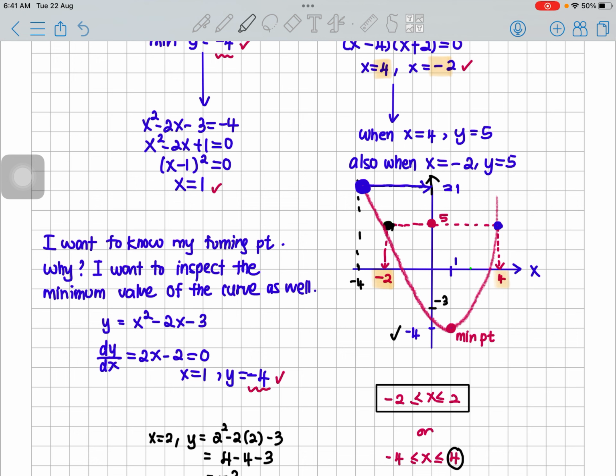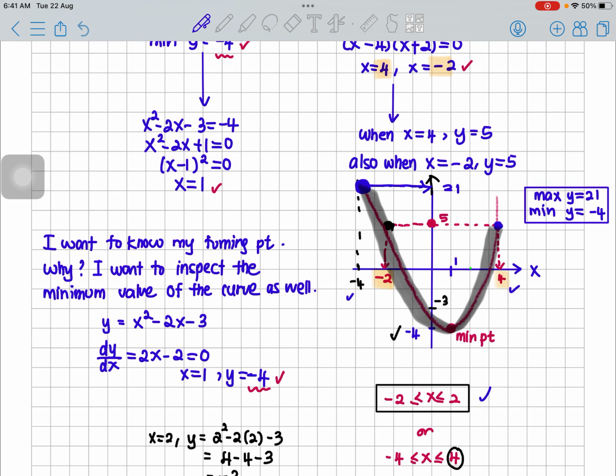So which portion of the graph can I take now? Because it has a turning point, of course you will take all of these. You need to include x equal to 4 and also x equal to negative 4. According to this one, my maximum y value is equal to 21. And what is my minimum y value? It is negative 4. It is not what we are looking for. We want the maximum to be 5 and the minimum to be negative 4. That's why this is the final answer, where your a will be 2.